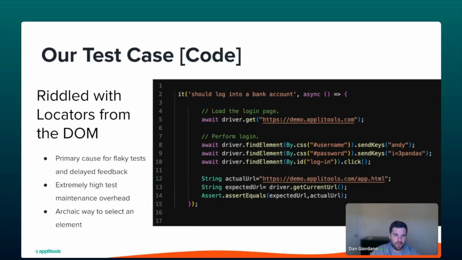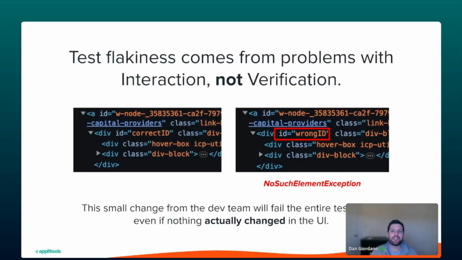Yep. And again, test flakiness is coming from the problems with the interaction, right? It's not the verification phase. So when we have eyes and we offload that verification to our AI, that is solving a lot of maintenance problems. It's solving a lot of test creation problems, but the flakiness had not been solved. Flakiness still occurs. And that's because you can see right here, the locator can change on a whim. A small change from a dev team, from the correct ID to a wrong ID, can completely derail an entire testing pipeline.